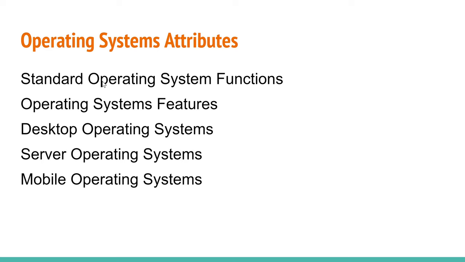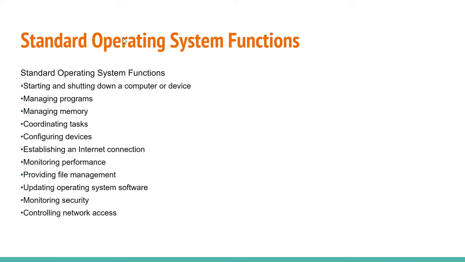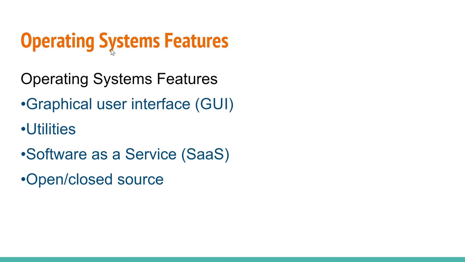Operating system attributes: standard operating system functions, operating system features, desktop operating systems, server operating systems, mobile operating systems. Standard operating system functions: starting and shutting down the computer or device, managing programs, managing memory, coordinating tasks, configuring devices, establishing an internet connection, monitoring performance, providing file management, updating operating system software, monitoring security, controlling network access.